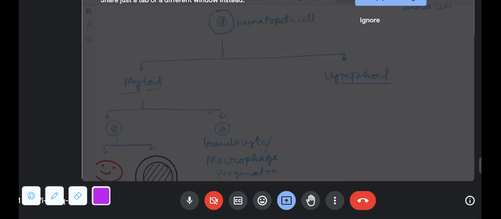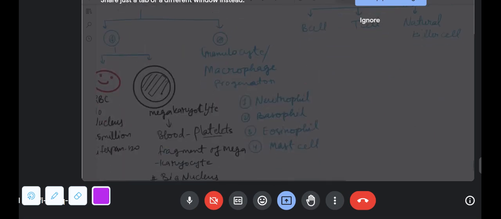Lymphoid origin will give three types of cells. That is B cell, T cell, and natural killer cell.